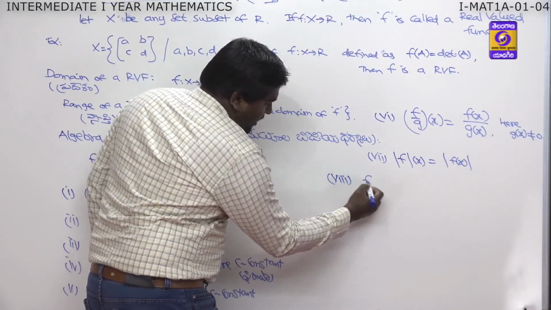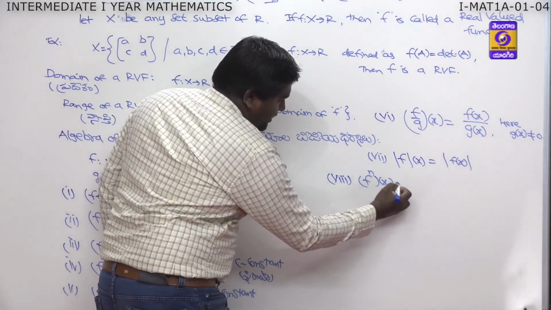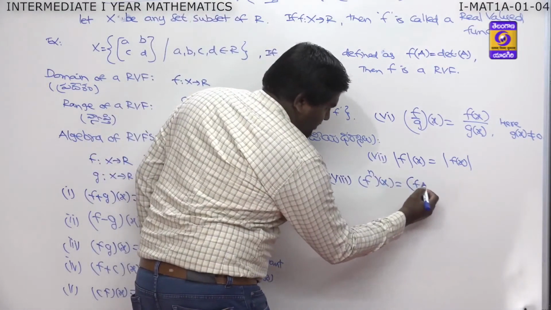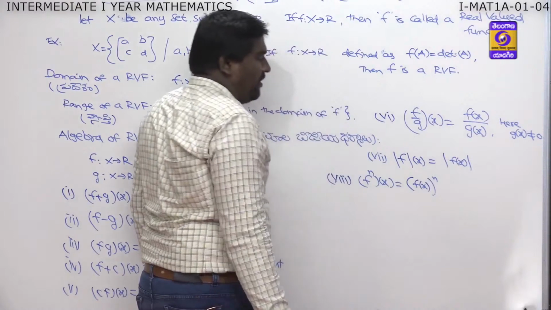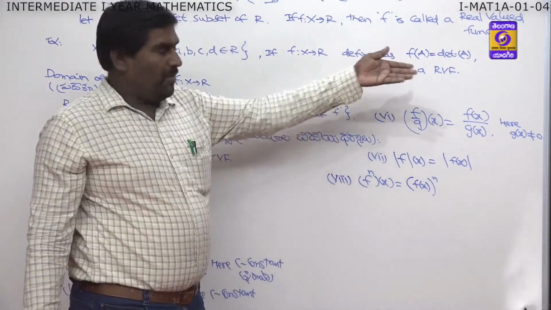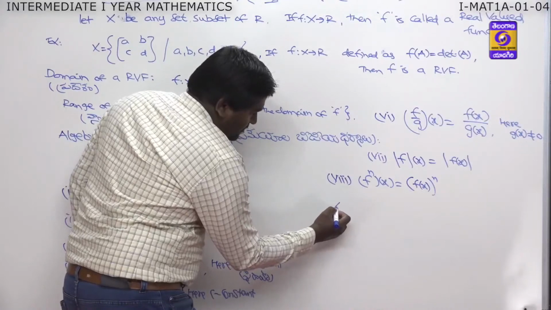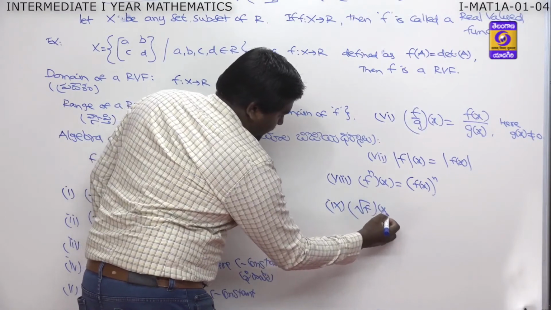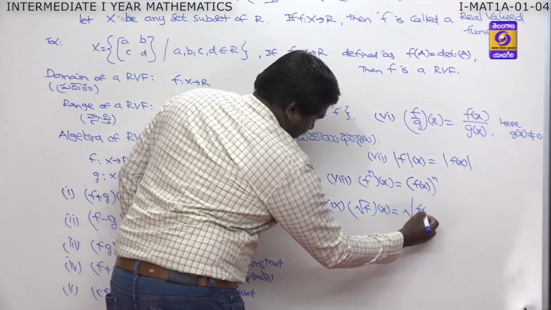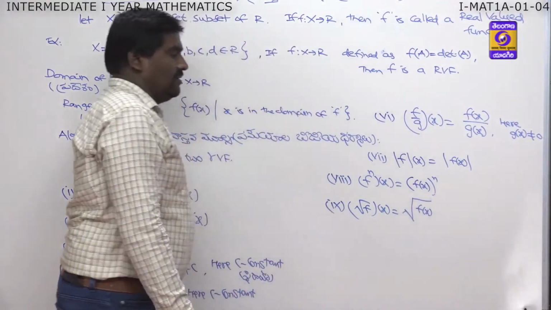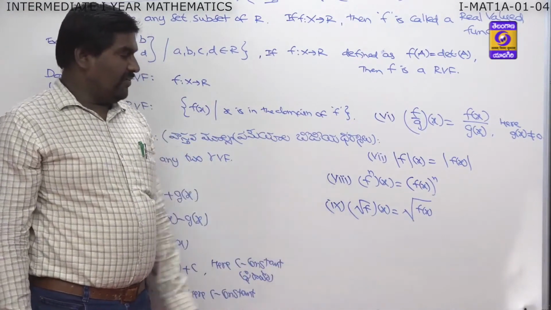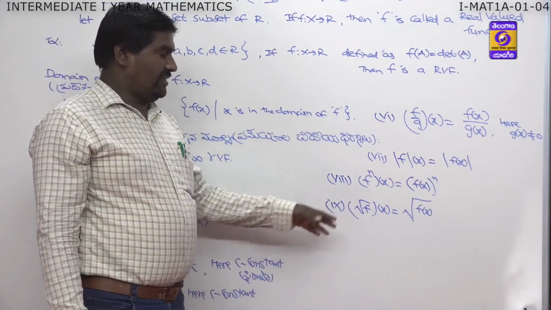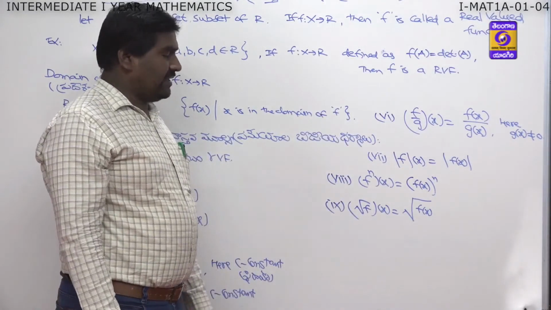Next one, f power n of x. Here n is any number. f power n of x is equals to, it is the nth power of f of x. f of x power n. Next, square root of f of x, it is square root of f of x. The square root of the function f of x. Square root of f of x is equals to square root of f of x.